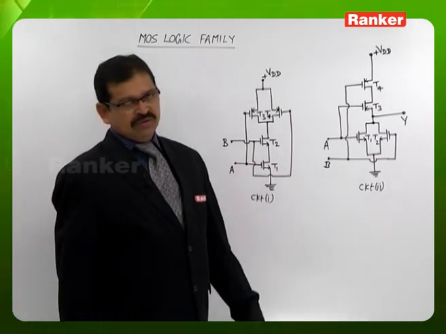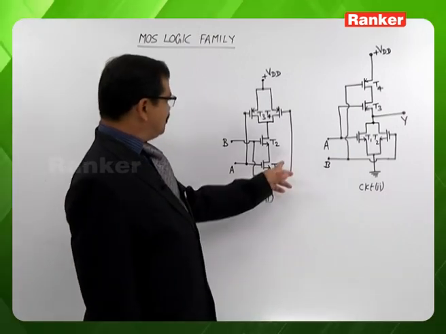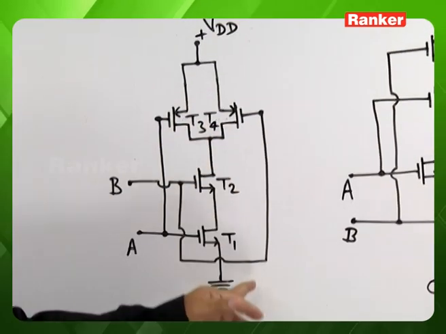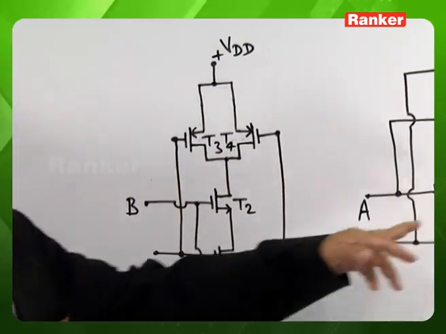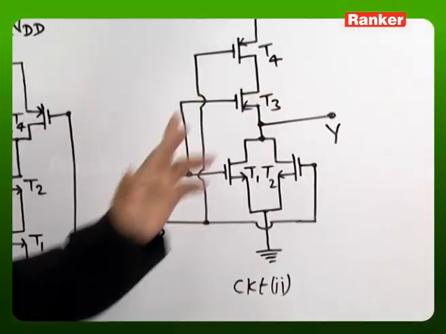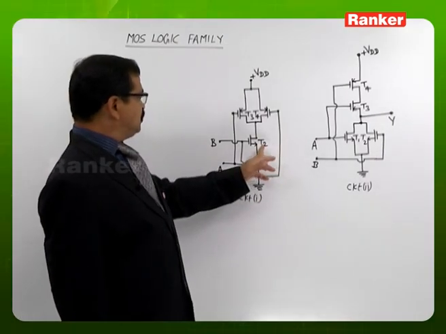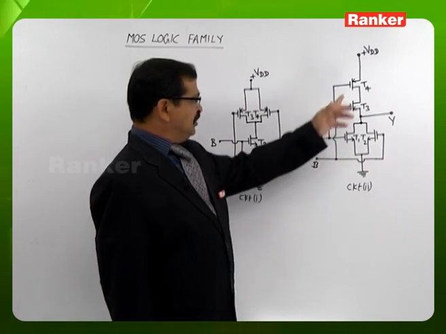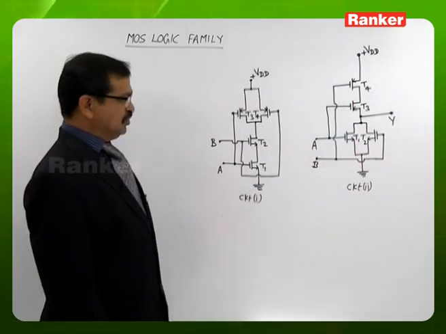And also we can look, transistor T1 and T3 is one pair in both the circuits. And also T2 and T4 is another pair in both these circuits.